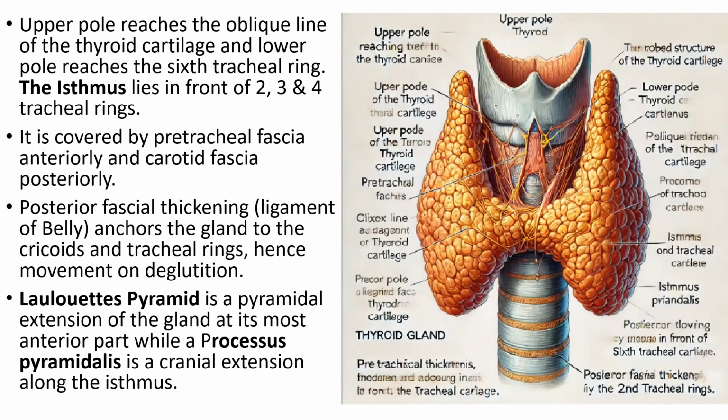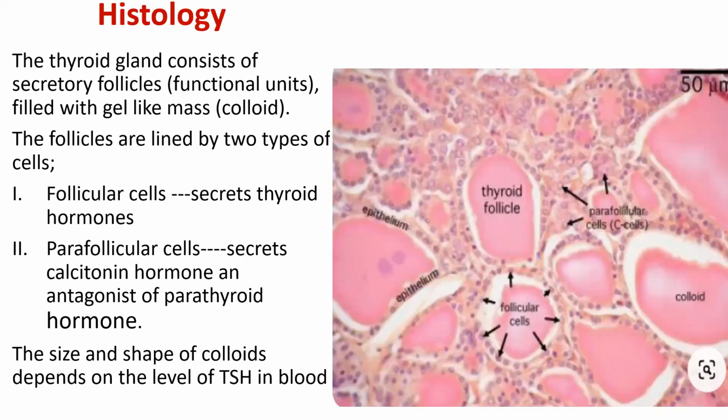So we have two extensions also on the thyroid gland. We call the pyramidal lobe, which is an extension of the gland in the most anterior part, and the processus pyramidalis, which is a cranial extension along the isthmus. So histologically, the thyroid gland consists of follicles, which are the functional units. These follicles are filled with a gel-like mass called colloid. The follicles are lined by two types of cells: follicular cells which secrete thyroid hormones, and parafollicular cells which secrete calcitonin.